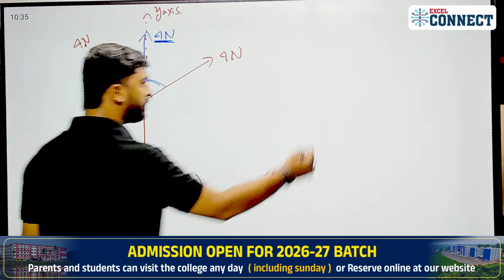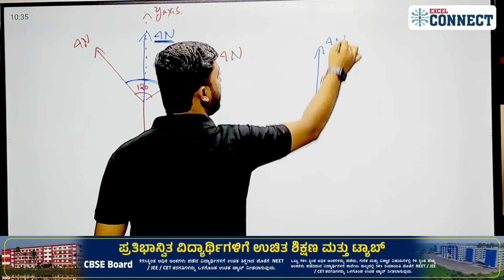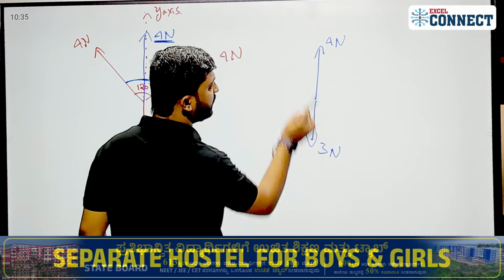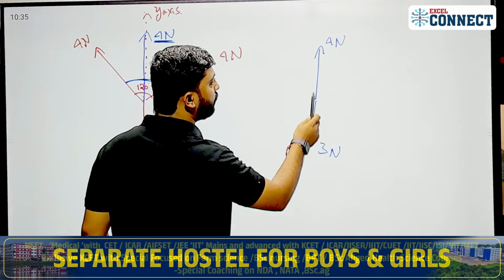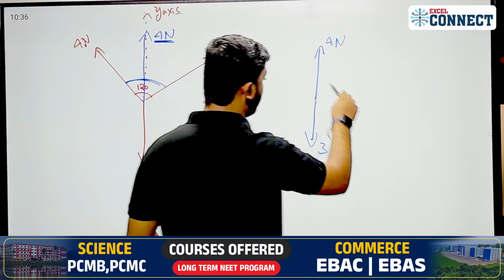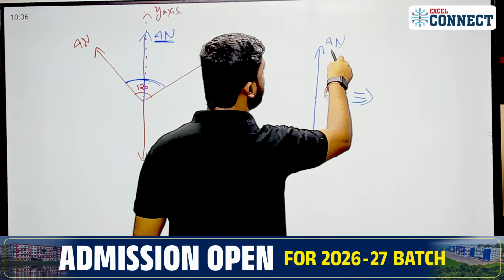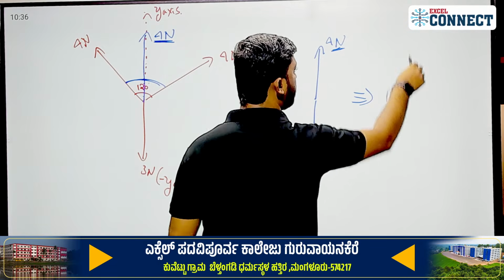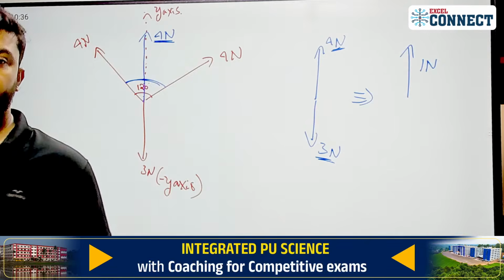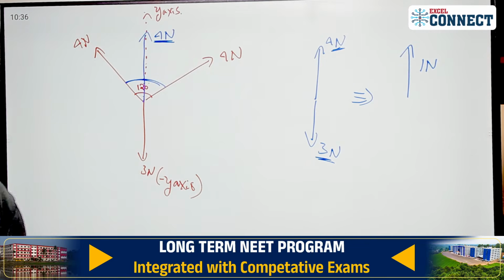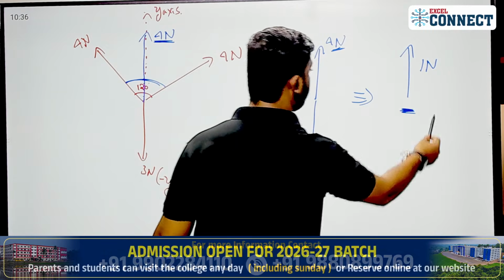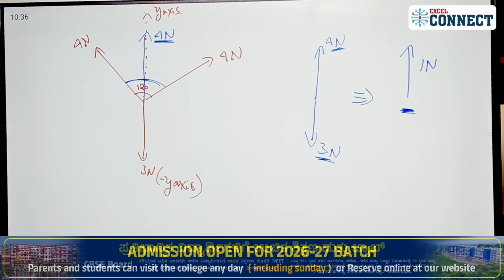Now, what is the upward force? Upward force is 4 Newton and already the downward force is given in the question. It is 3 Newton. So these two are in opposite direction. So 4 Newton in upward direction, 3 Newton in downward direction. So what will be the answer? 4 Newton minus 3 Newton. This will be 1 Newton because 4 minus 3. When vectors are in opposite direction, they get subtracted. So 1 Newton in upward direction. This is the answer. Okay, I hope this is clear.